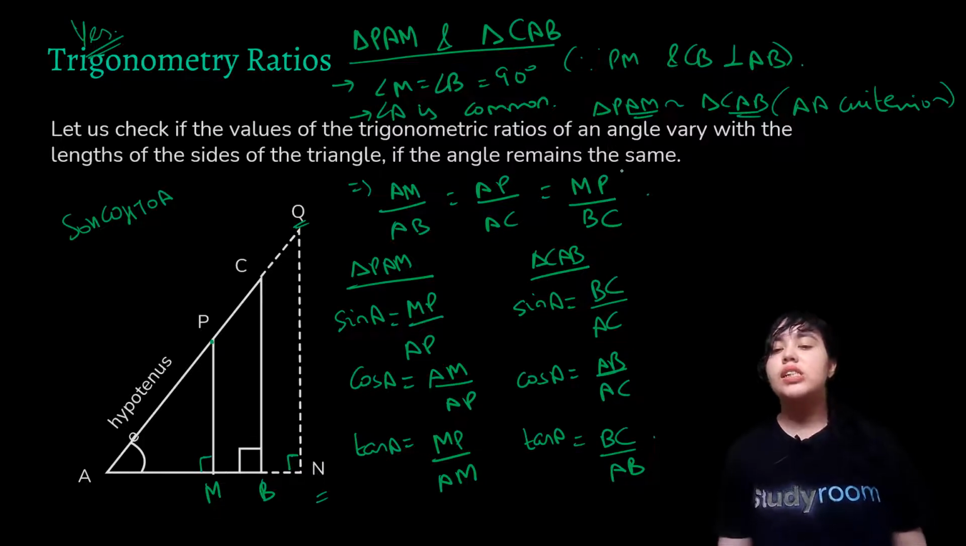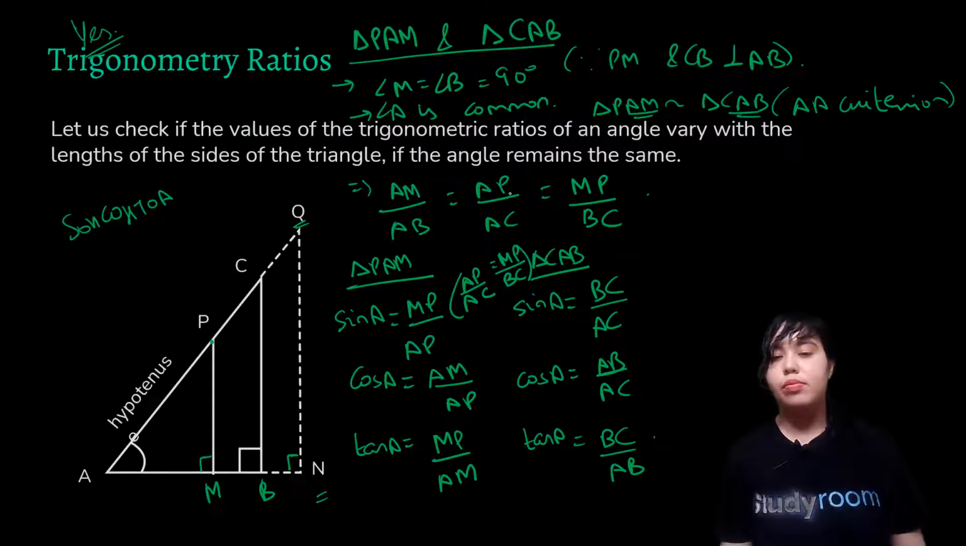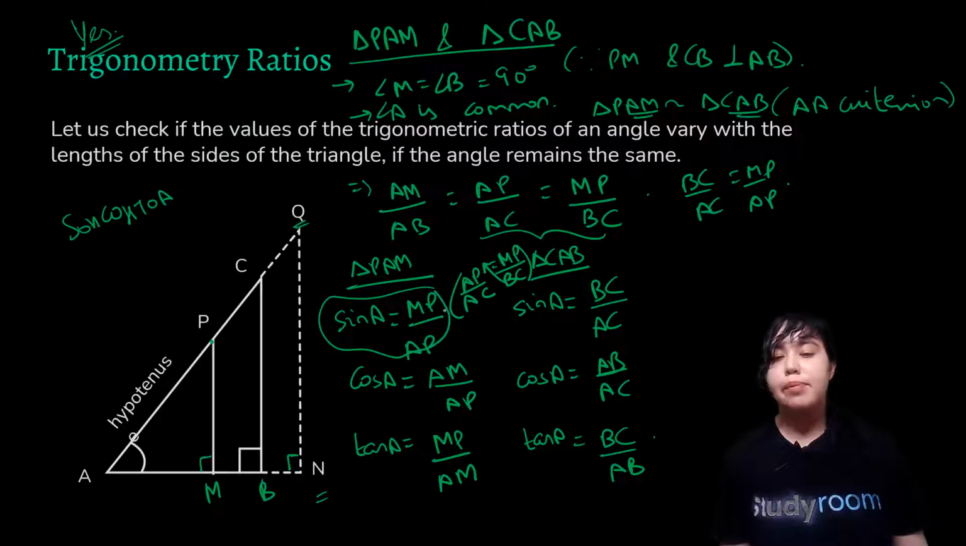Now if you consider these ratios which we got after proving the two triangles similar, we can say that AP upon AC is equal to MP upon BC. Now if that is the case, I can make a few rearrangements here and there. Like I can take this BC over there, this AP I can take down. So I'll get BC upon AC is equal to MP upon AP. Which means that sine A over here is MP upon AP and here it is BC upon AC. Which means sine A is the same for both the triangles here.